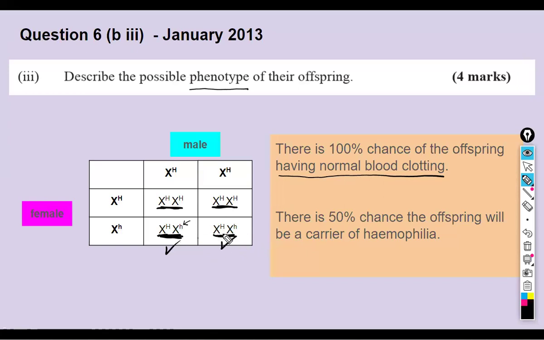But aren't these two guys carriers because they are carrying the X lowercase h's, and maybe one day they will pass it down to their children. So they are carriers. So since there are two instances out of the four, there is a 50% chance the offspring will be a carrier of hemophilia, right? There's a 50% chance, right? Because it's two out of the four.